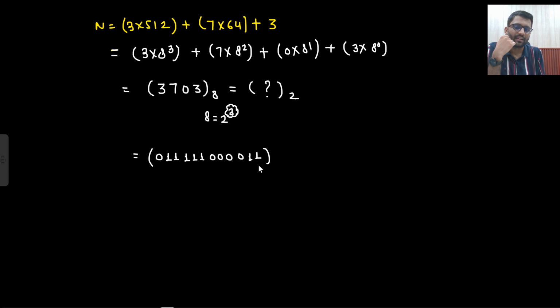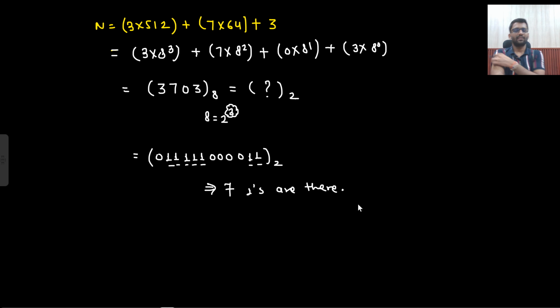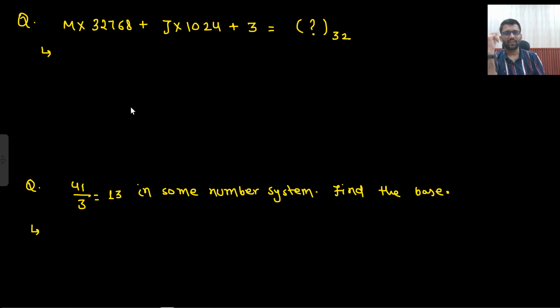So how many ones are there? 1, 2, 3, 4, 5, 6, 7. So the answer is 7 ones are there. So this is the answer. You can solve the same kind of problems here.